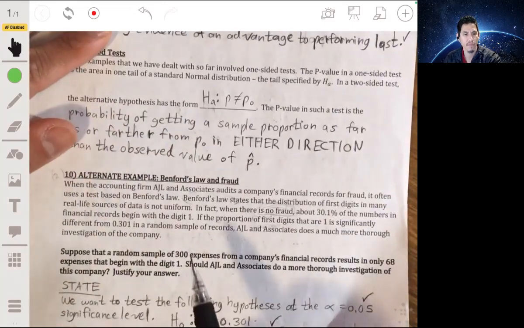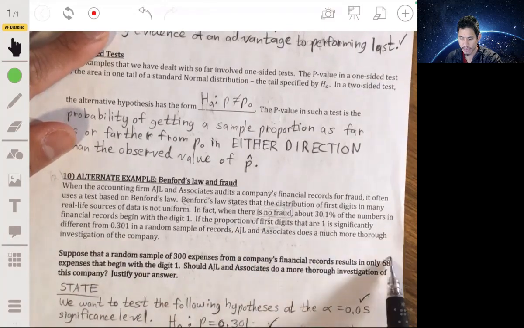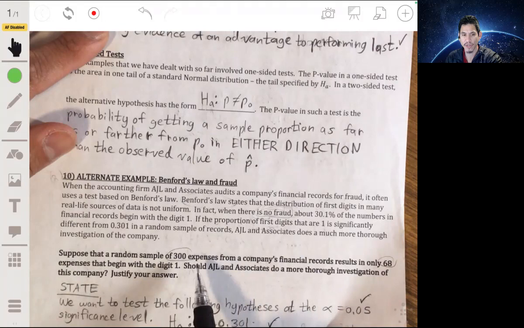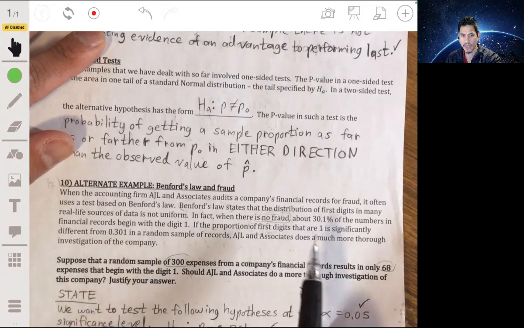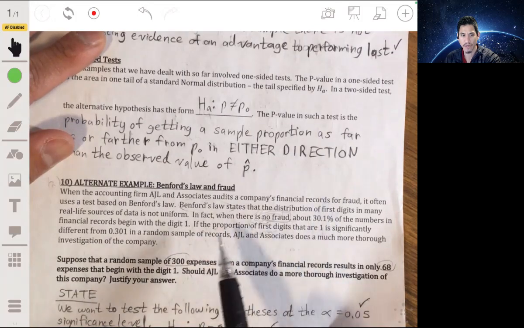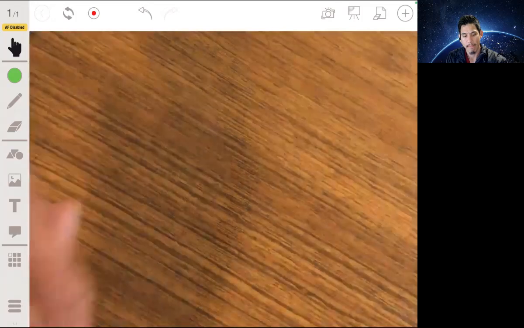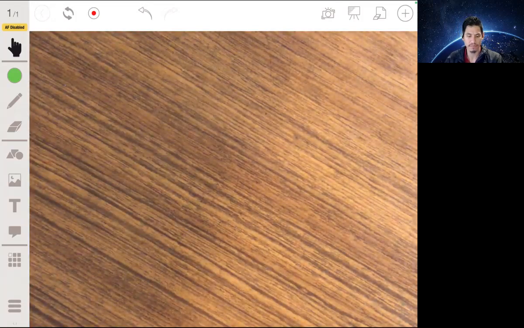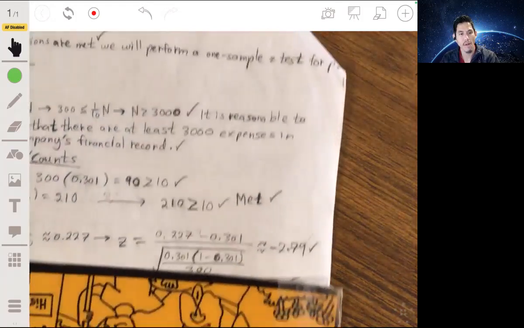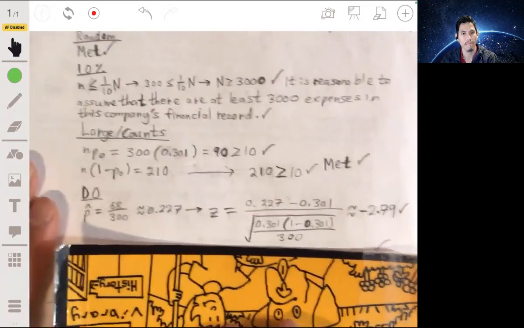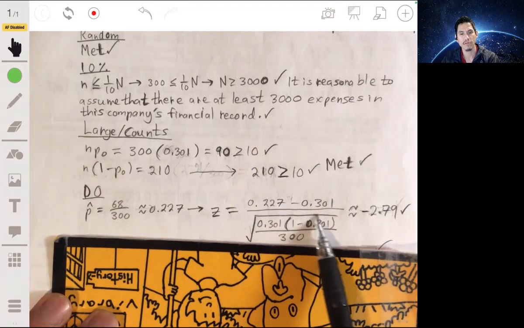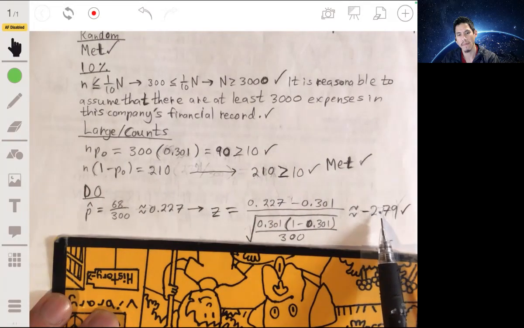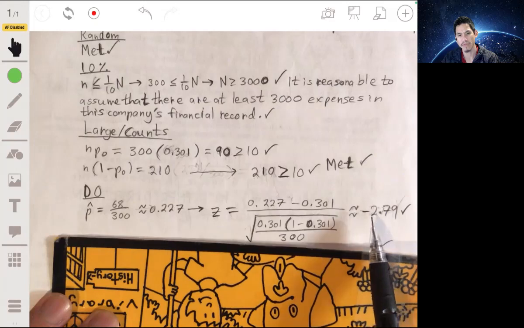So let's flip back to it actually, so we can refresh our memory. Here we had that 68 of them out of 300 began with 1. So our p hat is going to be 68 out of 300. And our p naught again is 0.301. Our n is 300. So we work it out, as long as you don't mess up with your algebra, you should get roughly about negative 2.8. Negative 2.8-ish.